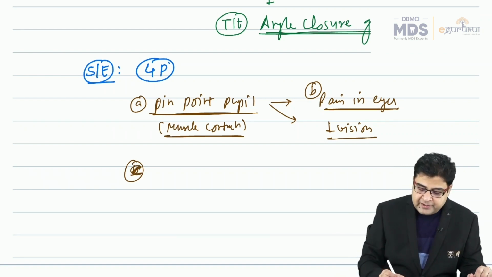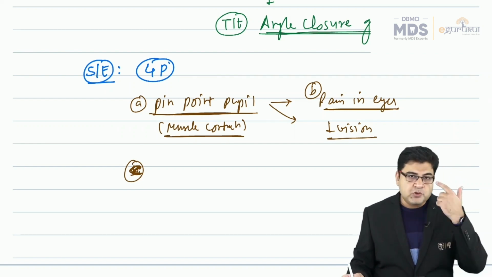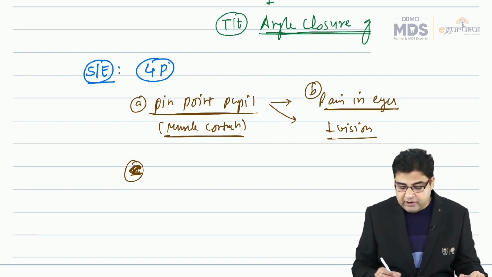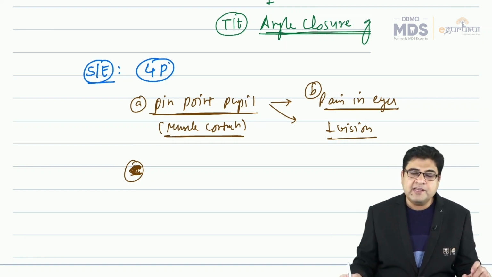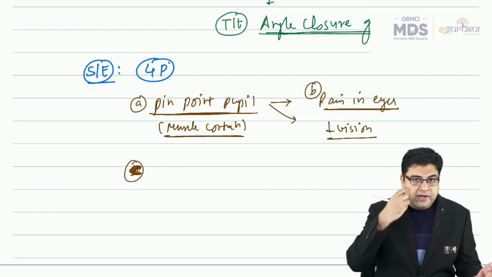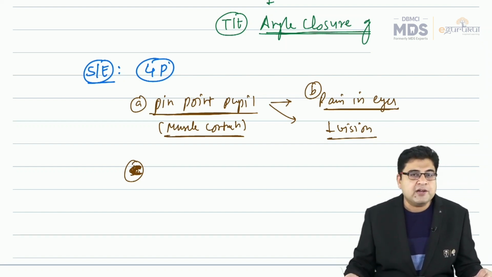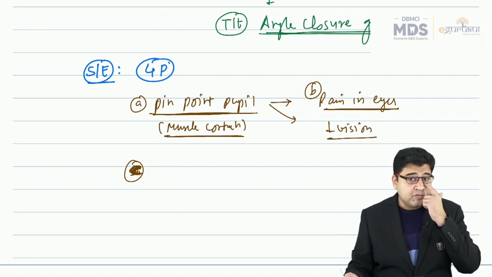If I talk about the third side effect of the medicine, pilocarpine can block the nasolacrimal duct. Pilocarpine eye drops can block the nasolacrimal duct. Guys, what is the nasolacrimal duct? You must know. The nasolacrimal duct is a duct that drains the tears. Whatever tears are produced are drained by this nasolacrimal duct.